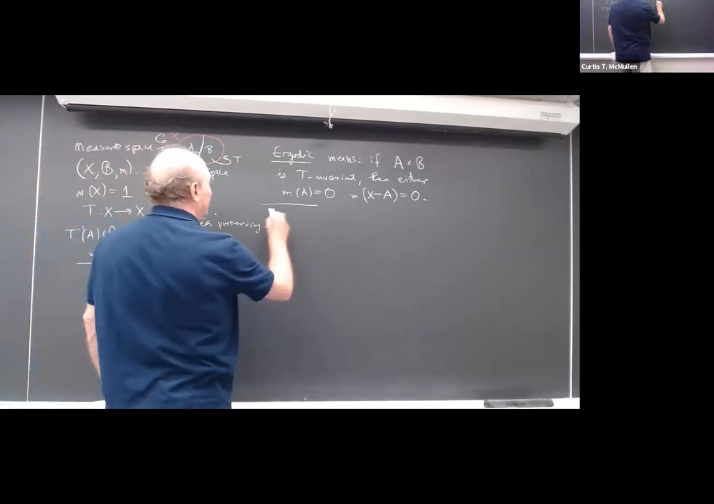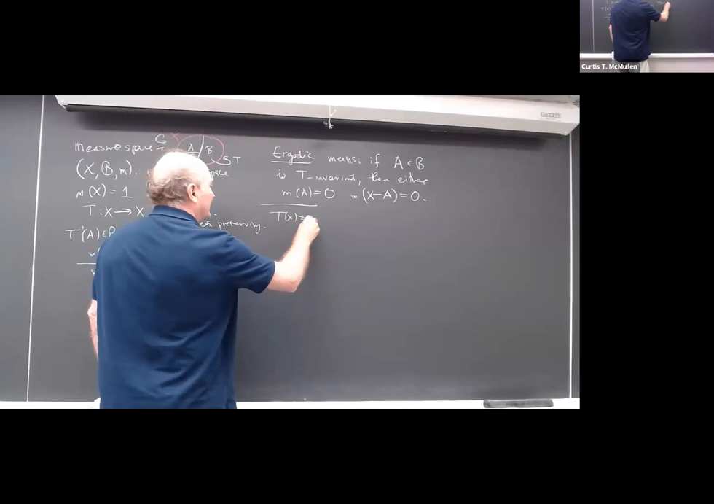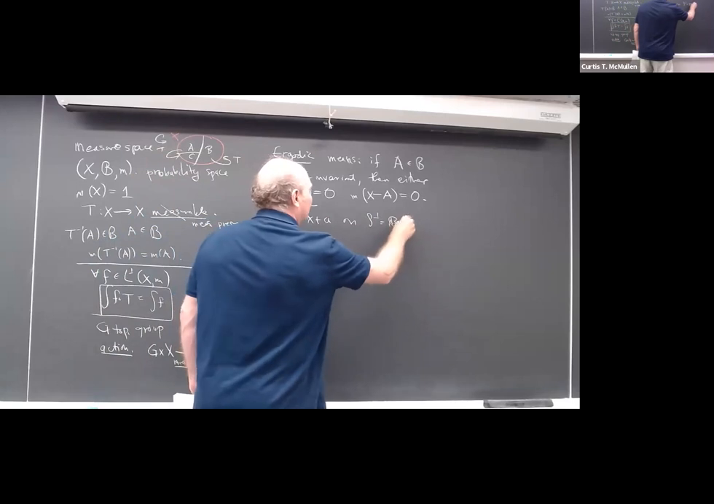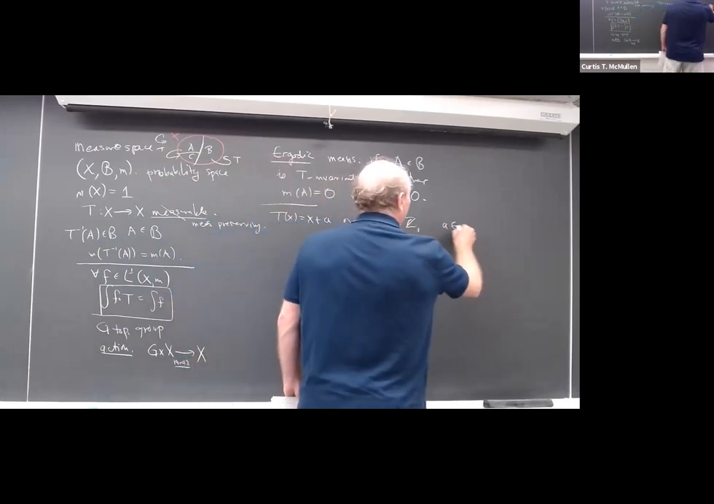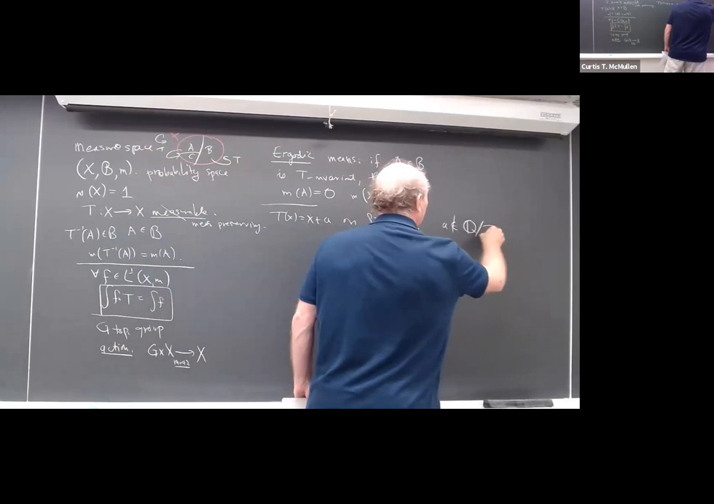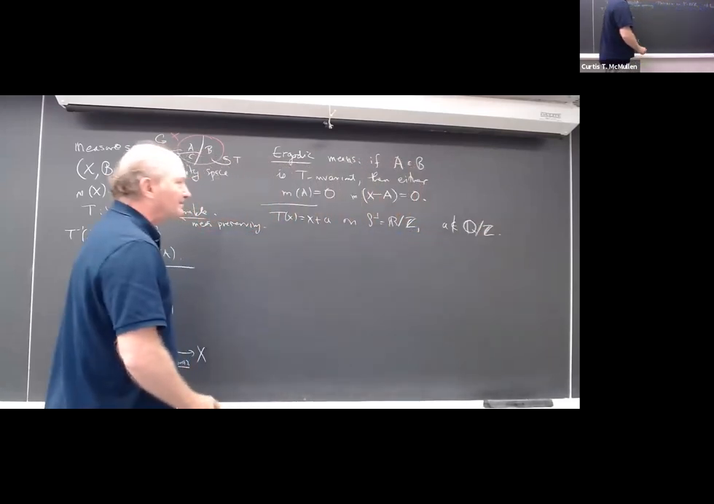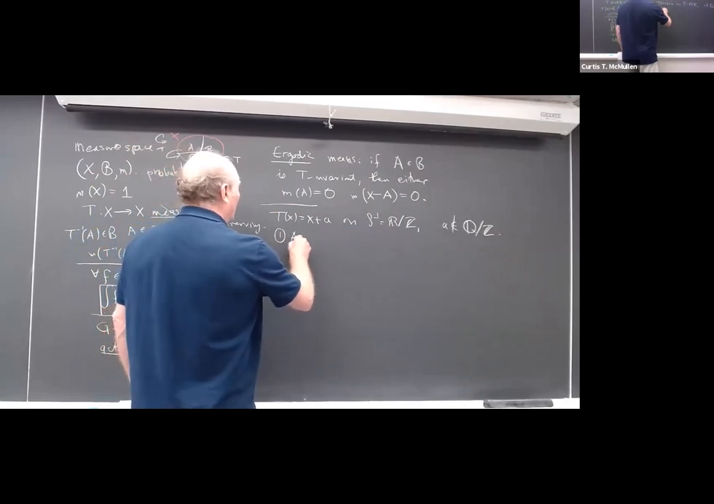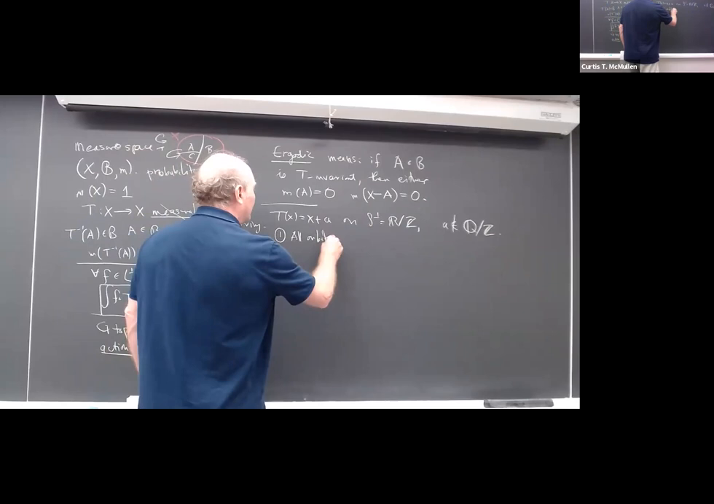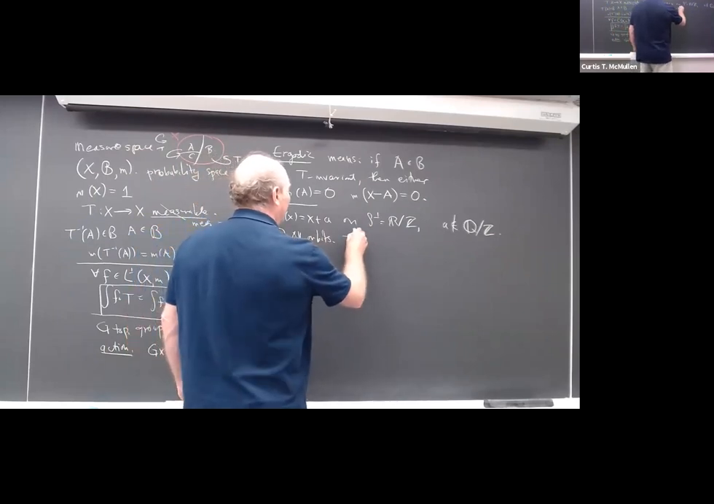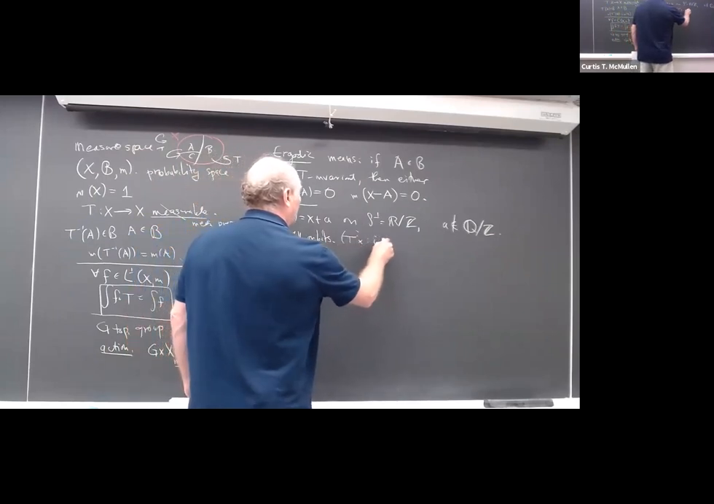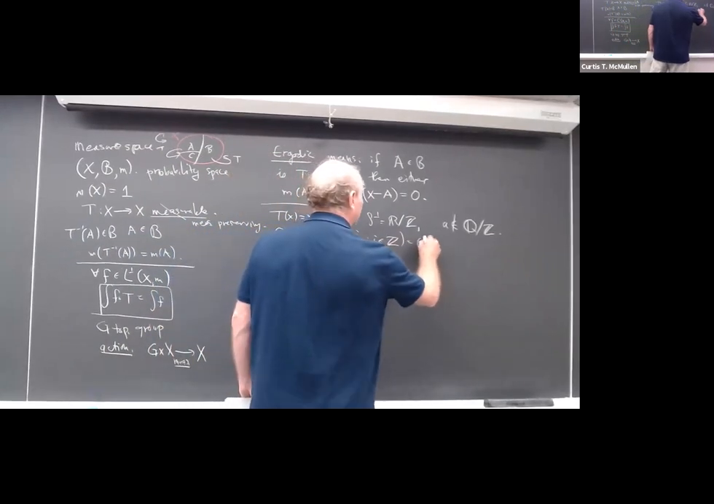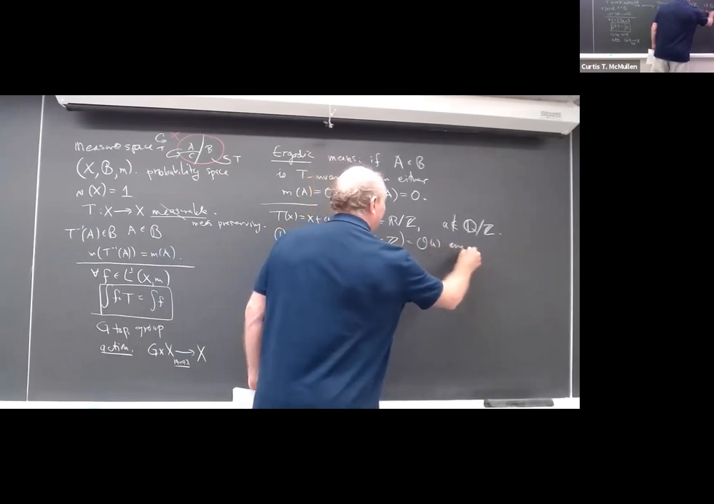So let's now study T of X equals X plus A on the circle R mod Z, where T has infinite order, which is the same thing as saying A is not in Q, or Q mod Z. And the first statement is that all orbits, and by this I mean T^n of X, going forward and backwards, which we can call the orbit of X, are dense in the circle.